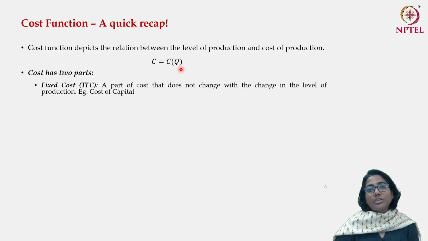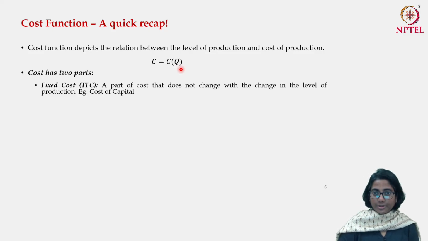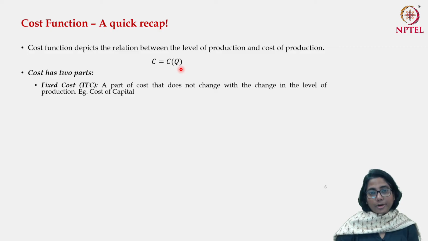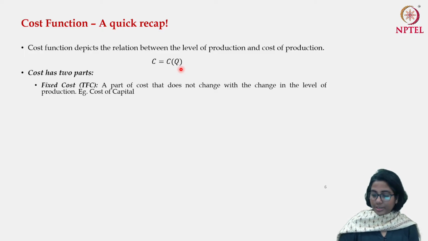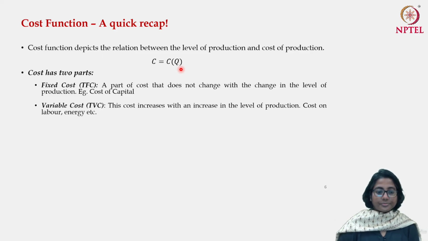For example, the cost that one has to incur in order to buy the machinery for production, or to set up the boiler, or the drilling machines that one needs in the oil fields. This is a kind of one-time investment that they have to undertake, and whether you produce or not, whether you produce a higher quantity or not, this investment remains unchanged. So this is called the total fixed cost.